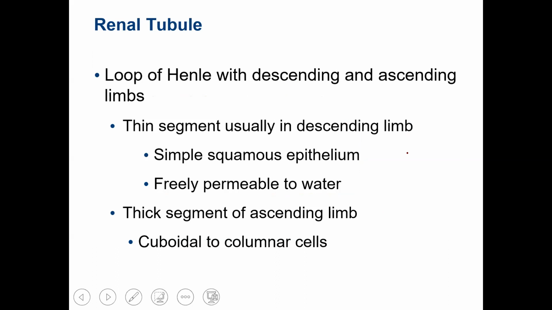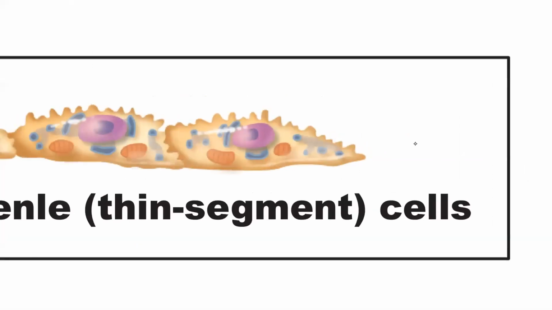Past the proximal convoluted tubule, we have what's called the loop of Henle, an ascending and a descending limb. The descending limb is permeable to water. The ascending limb is not. We'll talk about that momentarily. So there's the loop of Henle cells.